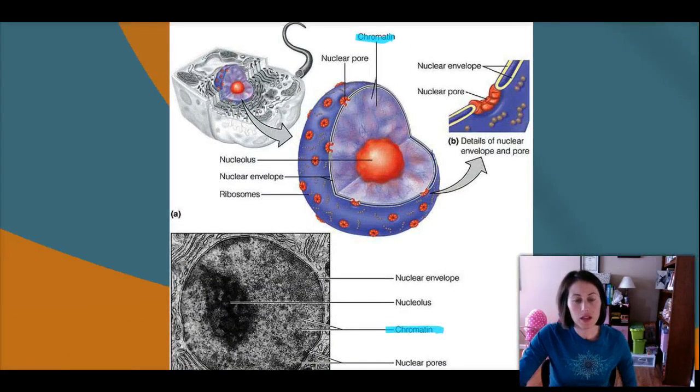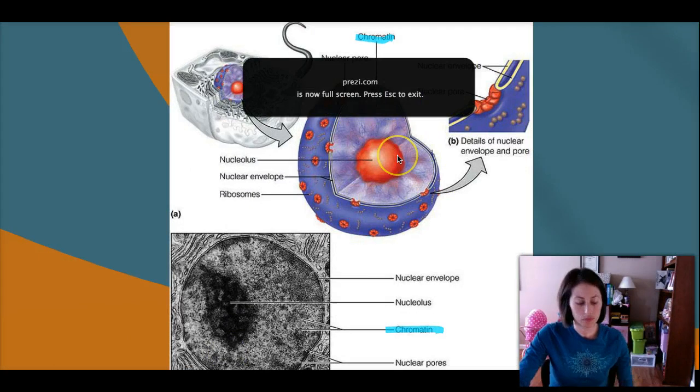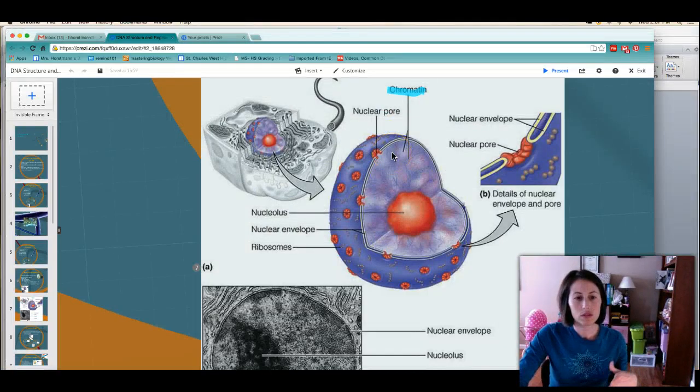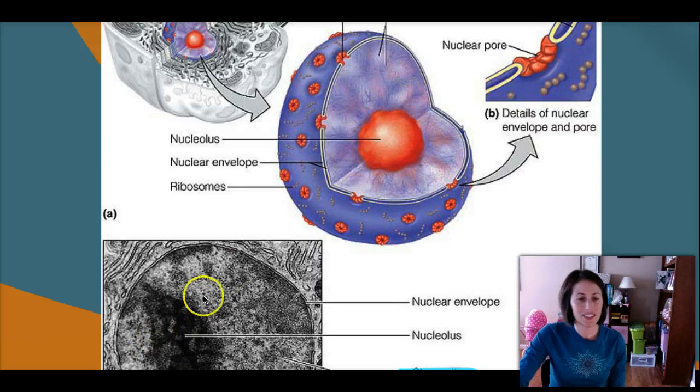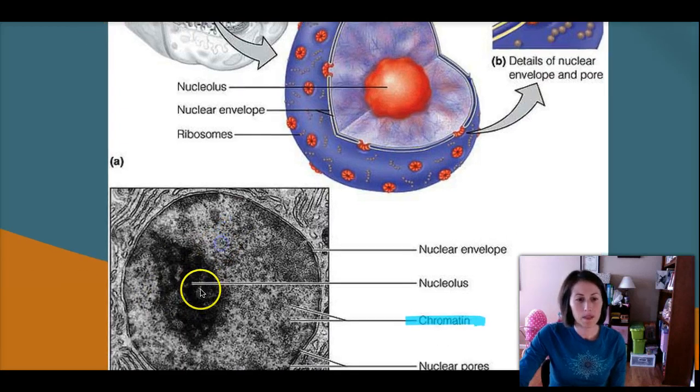So here is a picture. This is an animal cell, and if you see here, this is the nucleolus, but all of this here, it looks like little itty bitty dots and spaghetti noodles kind of all over the place. All of that is the DNA, and when it's unwound like that, when it's all splayed out, it's called chromatin. So if you hear me say chromatin, like what we have highlighted right here, that just means uncoiled DNA. It looks like a big pot of spaghetti inside the nucleus.